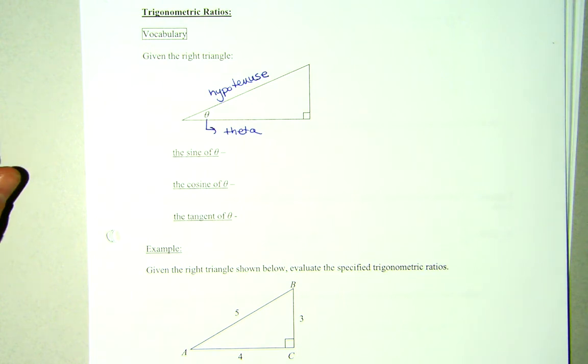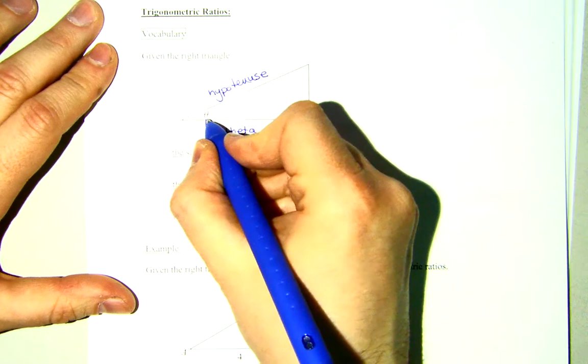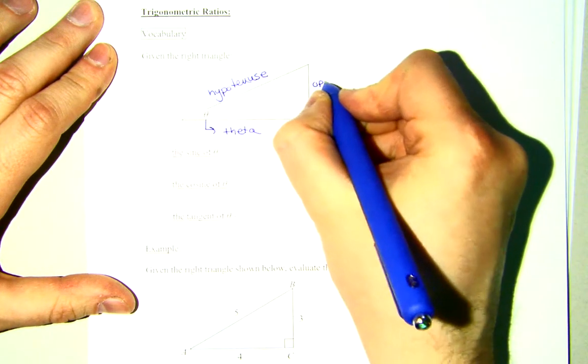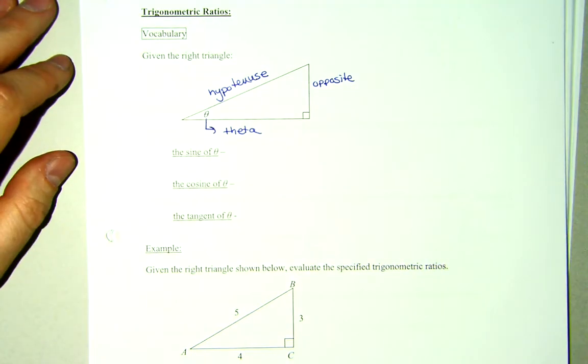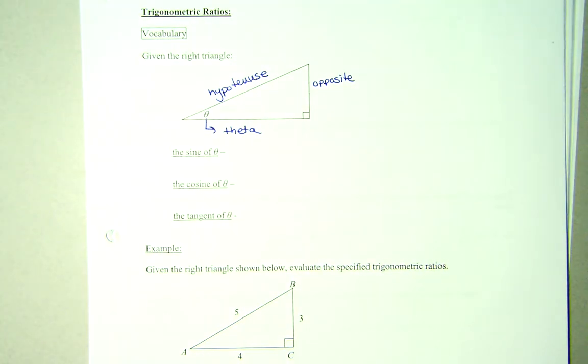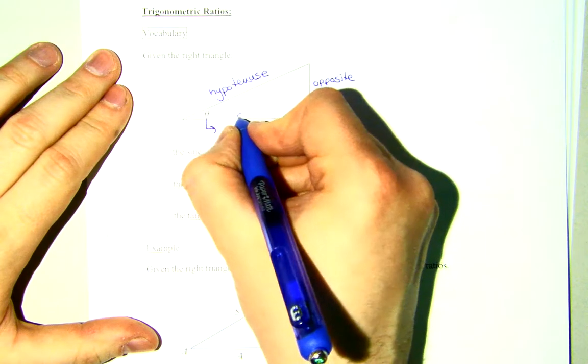I'm going to label the side across from the theta as opposite. And I'm going to label the side next to theta, the one that's not the hypotenuse, as the adjacent.